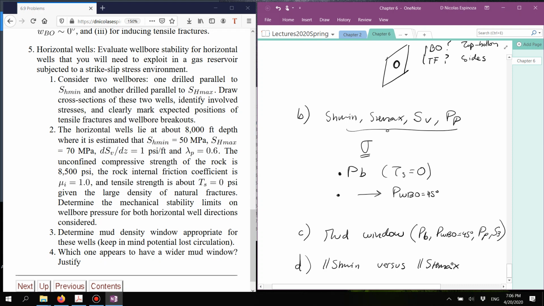Remember that I'm not going to ask you to solve problems with wellbores which are not oriented parallel with one of the principal stresses. I'm going to ask you problems with wellbores, either horizontal or vertical, that are parallel to one of the principal stresses. You should know how to interpret those figures that we showed in the lecture about deviated wellbores, but you don't have to solve that numerically. All right, that's it for this video.